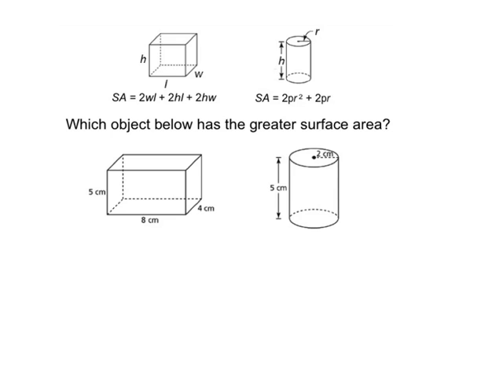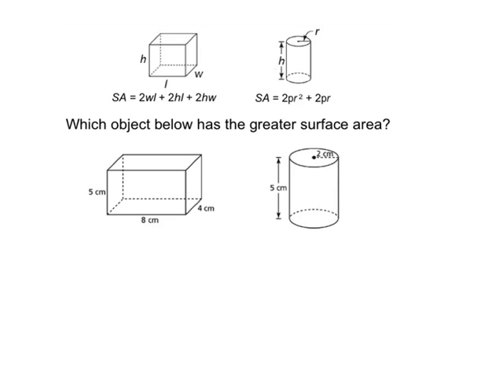Let's review now surface areas. We have two different shapes. We have a rectangular prism and we have a cylinder. Each of these has a different formula to find surface area.